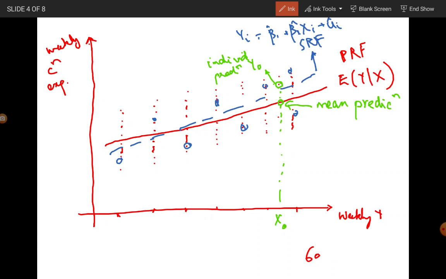One is the mean prediction, one is the individual prediction. In the mean prediction, you're trying to estimate a point on the PRF using information calculated in the SRF. And in individual prediction, you are trying to estimate the individual, observed y naught value, using the things that have been estimated in the sample regression function. I hope the difference between the two is clear to you.